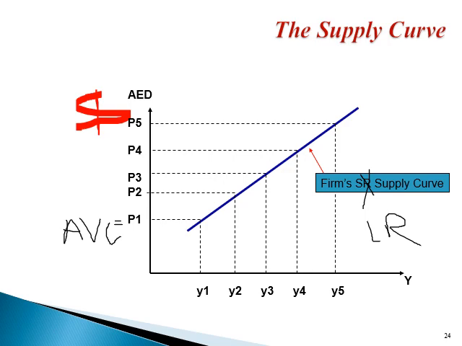If P1 here is equal to the minimum average variable cost, the blue line here will be the firm's short run supply curve. If P1 here equals the minimum of average total cost, in that case this will be the firm's long run supply curve. I hope I made myself clear. Let me repeat it. If P1 here is equal to the minimum of average variable cost, then this part of the marginal cost curve is the firm's short run supply curve. If P1 is equal to the minimum of average total cost, that part will be the long run supply curve of the firm.